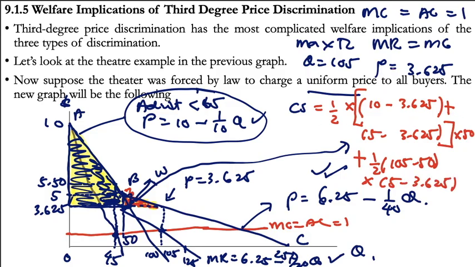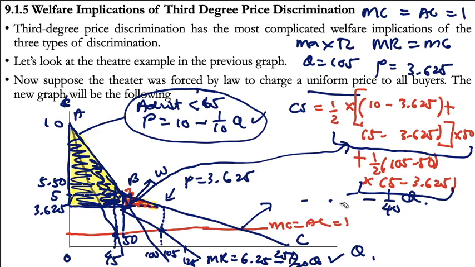Okay, so we have two different areas for consumer surplus. The first one is this. The second one is this. So when you add up the first one, too much space has been used here, so let me erase.